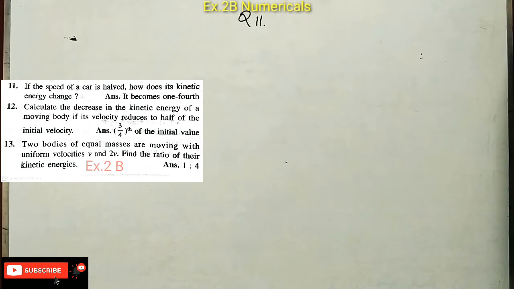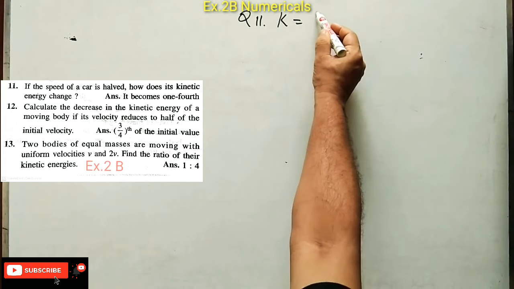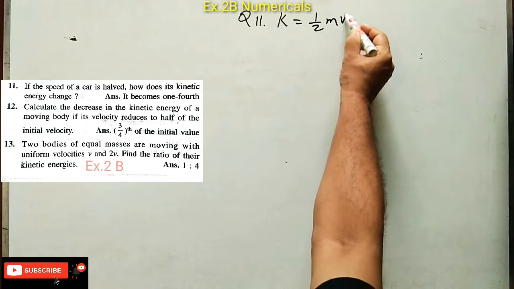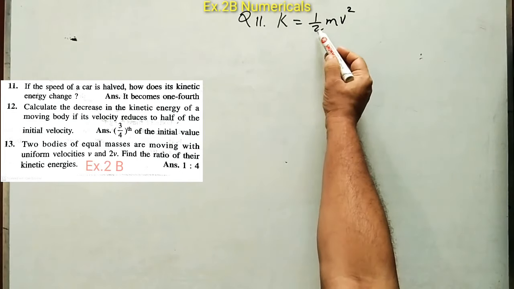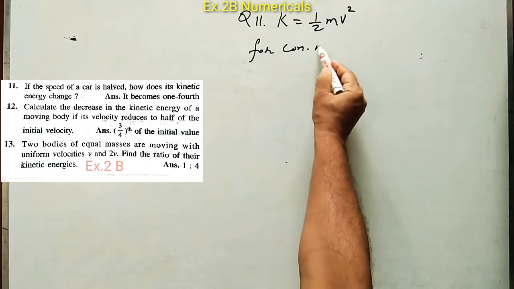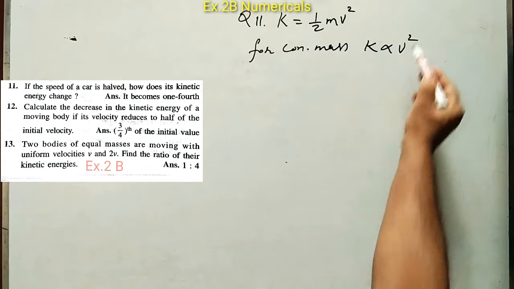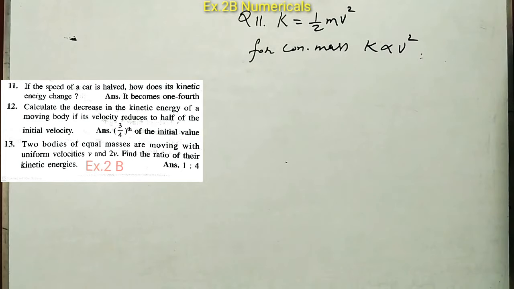If the speed of a car is halved, how does its kinetic energy change? So what do you have to find out here? When the speed of the car is halved, we have to find out the kinetic energy. So the kinetic energy K is given by the formula half mv squared. All of you know it. So for a constant mass, I can write kinetic energy is directly proportional to square of the velocity here.